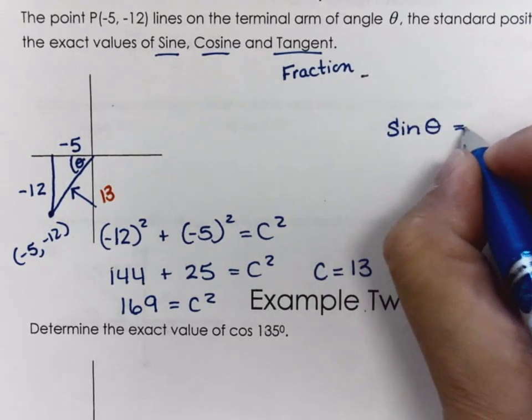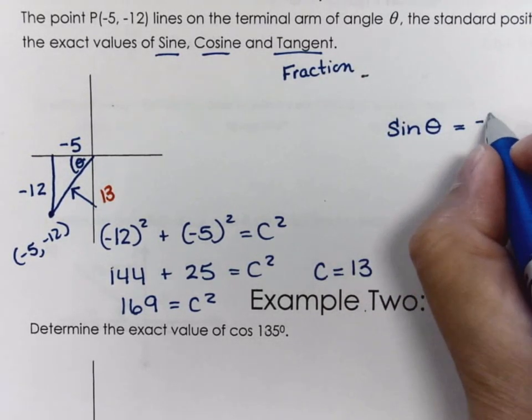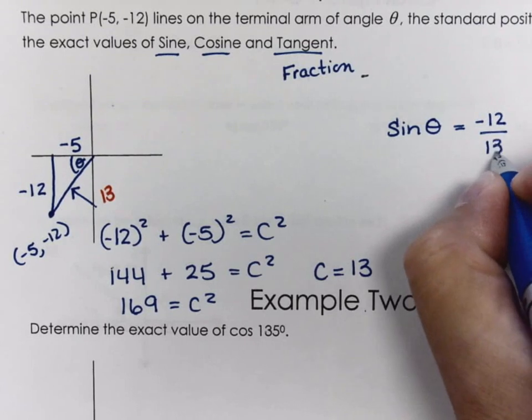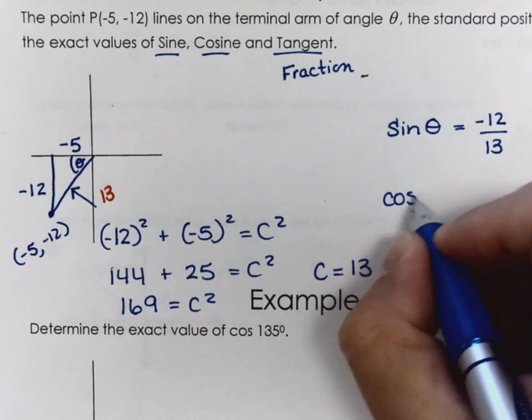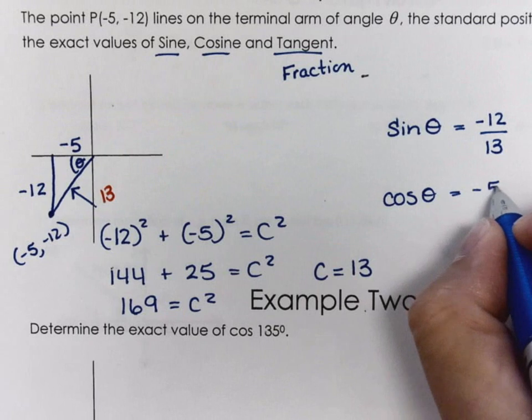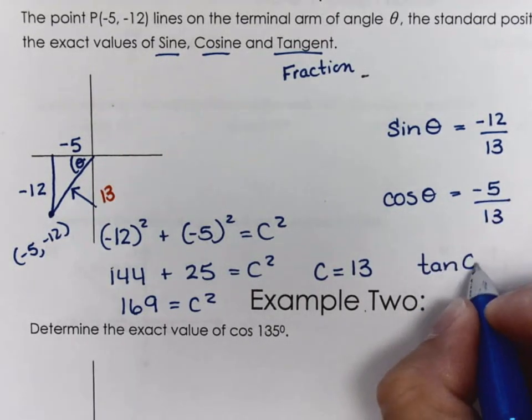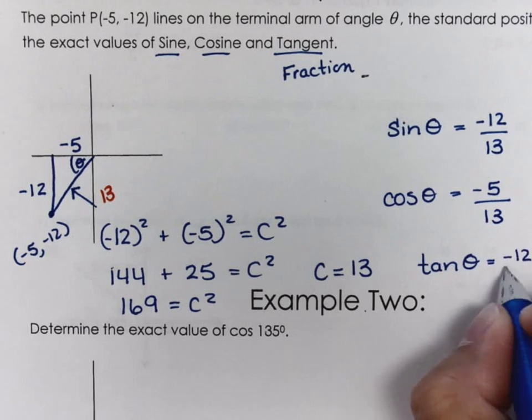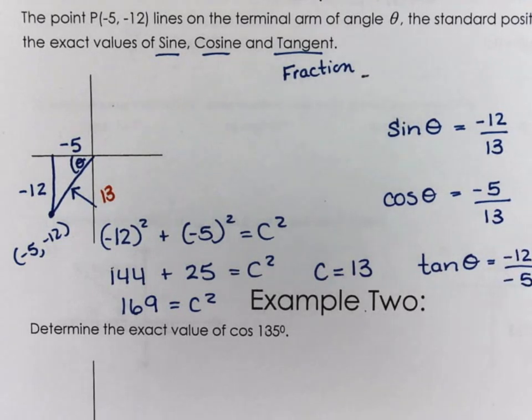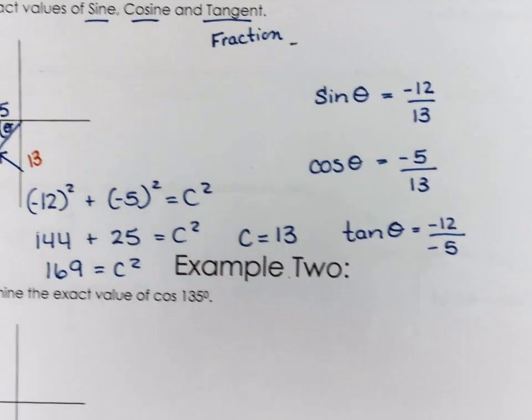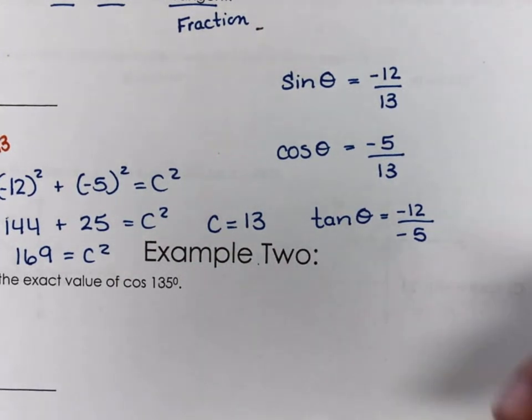Sine of the angle is equal to the opposite side, which is -12 over 13. Cos theta is equal to the adjacent side over the hypotenuse. And tan is equal to the opposite over the adjacent. Now, you would not leave that as -5 or -12 over 5.